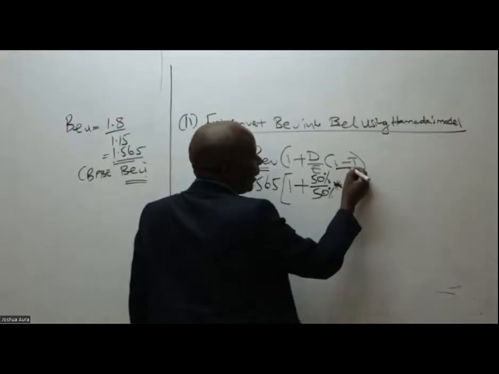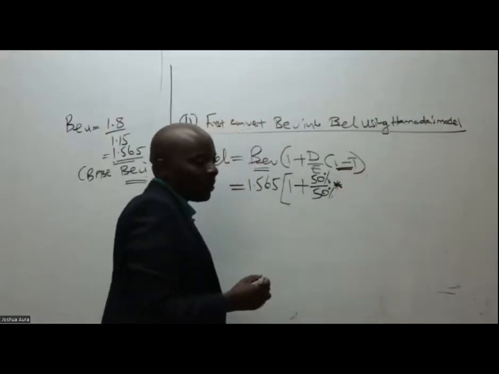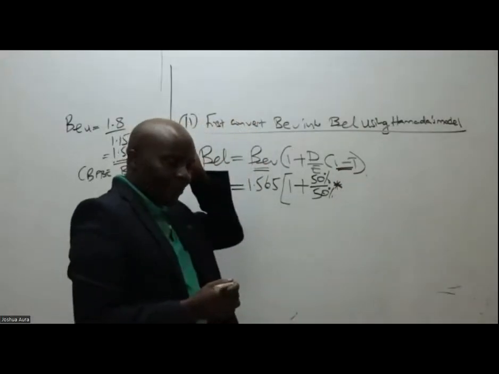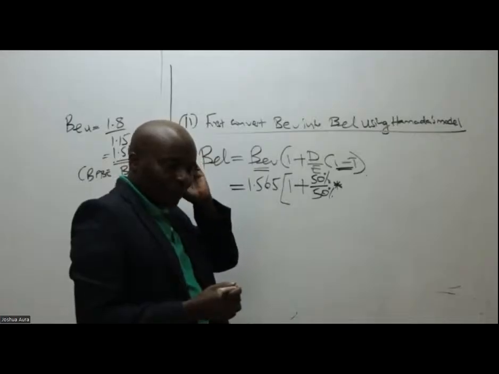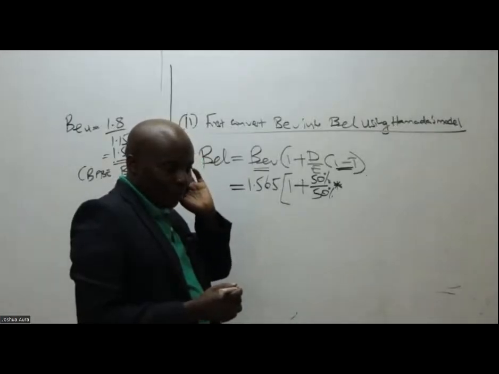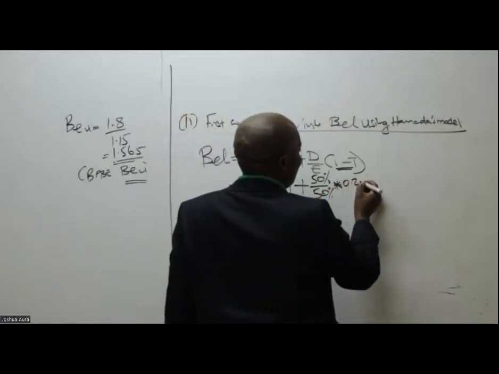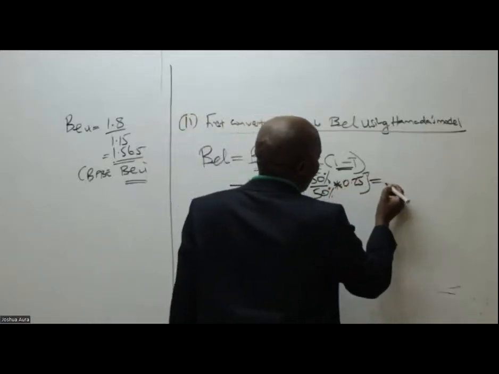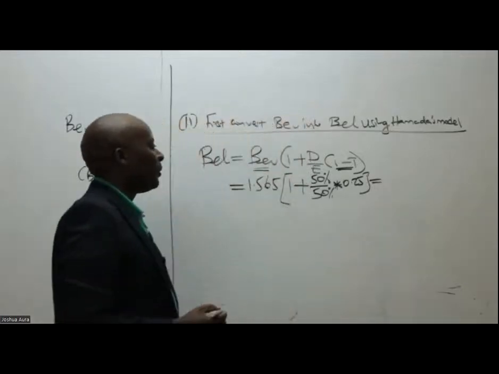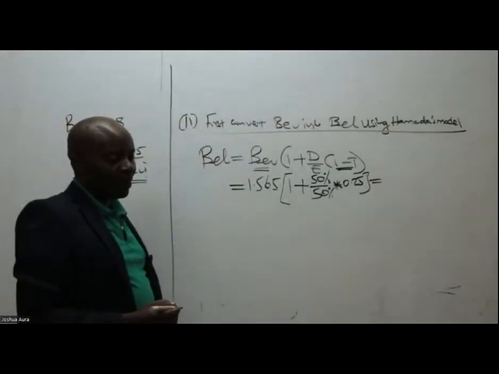Times 1 minus tax. Are you able to remember the 1 minus tax figure? That doesn't keep on fluctuating. 0.25, thank you so much. 0.25 like that. So then could you kindly give me this BEL?